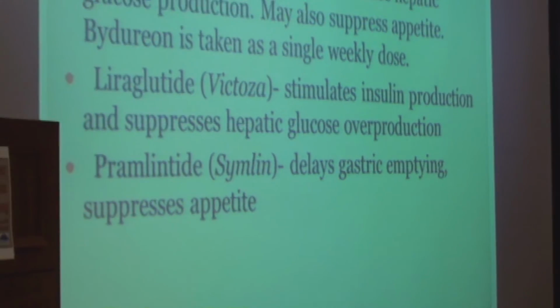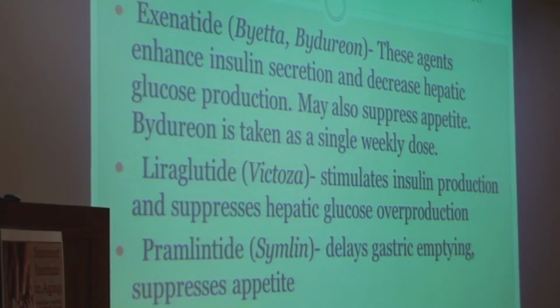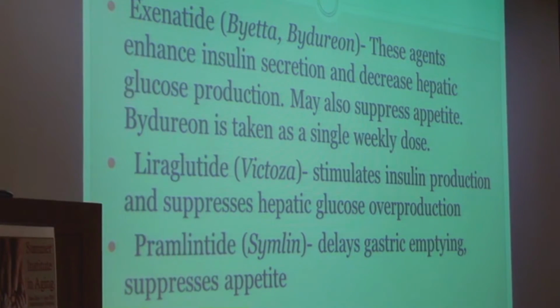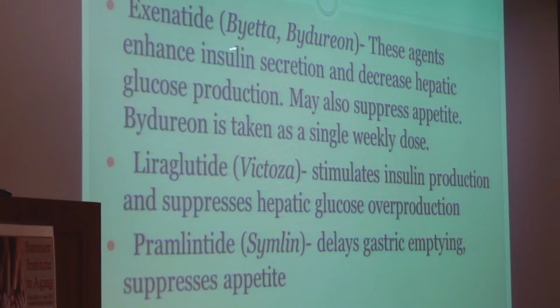Okay, so these are some of the injectable therapies other than insulin for type 2 diabetes. We have limited access to these in the VA. There's exenatide, which is available in several forms. Byetta is twice daily, and Bydureon is taken weekly, which is very convenient. These agents enhance insulin secretion when it's needed. It's on demand. They decrease hepatic glucose production and suppress appetite. So use of these exenatide drugs will usually result in weight loss, and it can be quite significant.